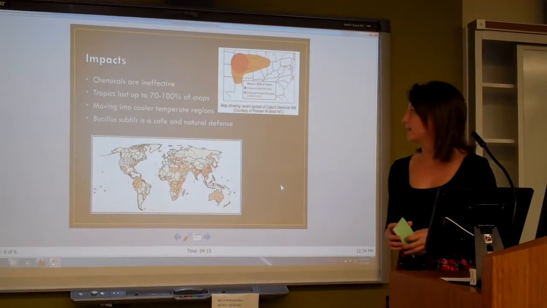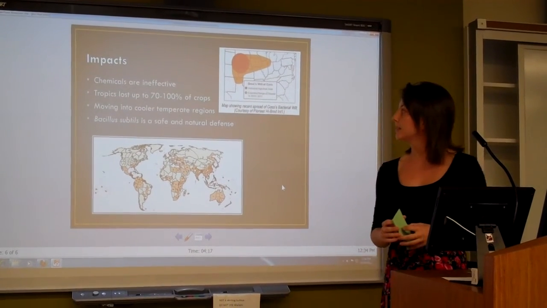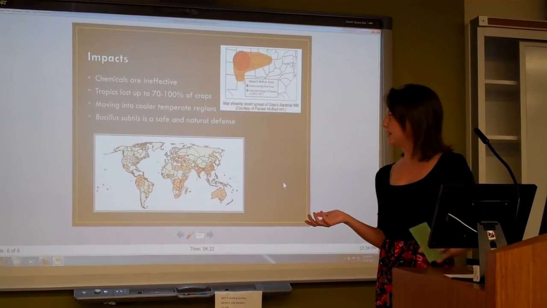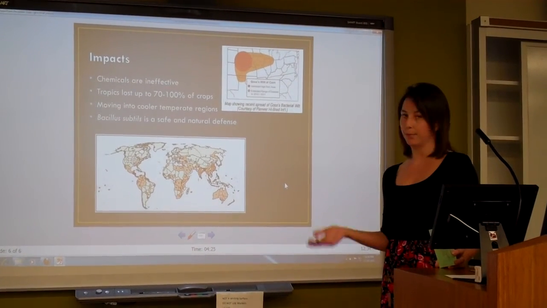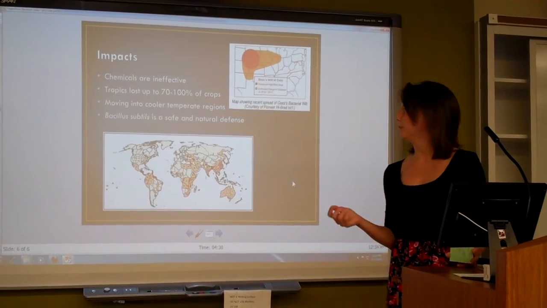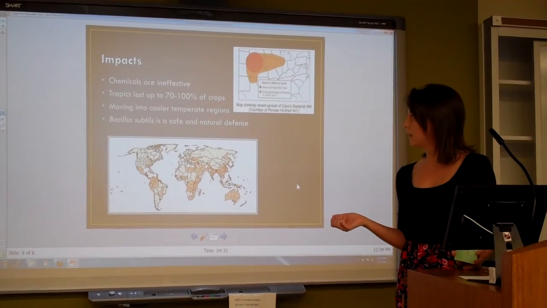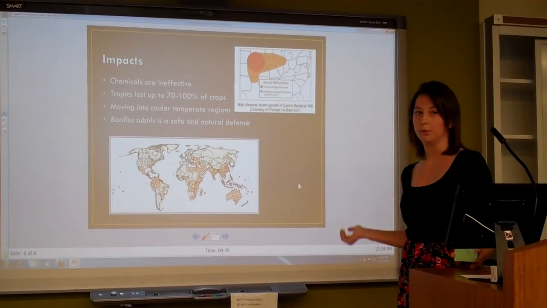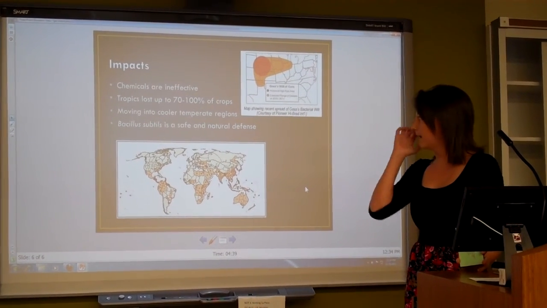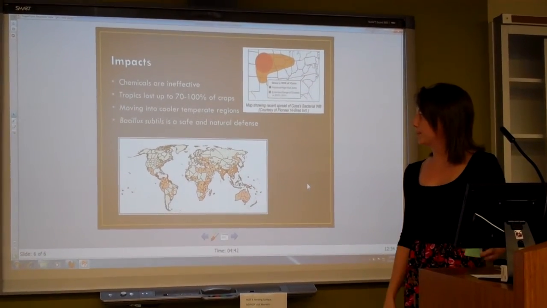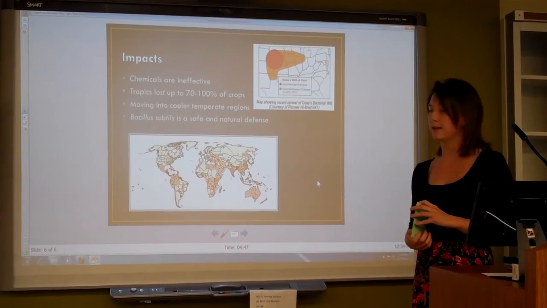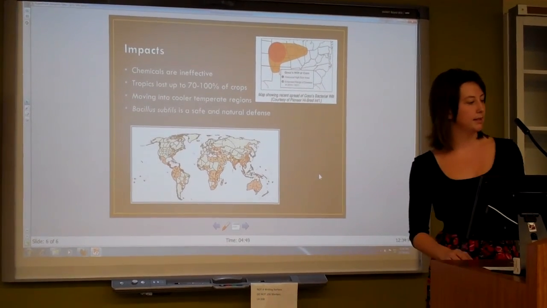And then some impacts on how this is affecting everybody, well, farmers: chemicals are really ineffective in preventing bacterial wilt disease, and if they do anything, it doesn't permanently help the plants. And we're seeing that in the tropics, we're losing up to 70 to 100% of the crops. And this disease is moving into cooler temperate regions, which we can see from the maps. And if this study proves to have a positive result, then we'll see that Bacillus subtilis will be a new safe and natural defense in preventing diseases in plants.